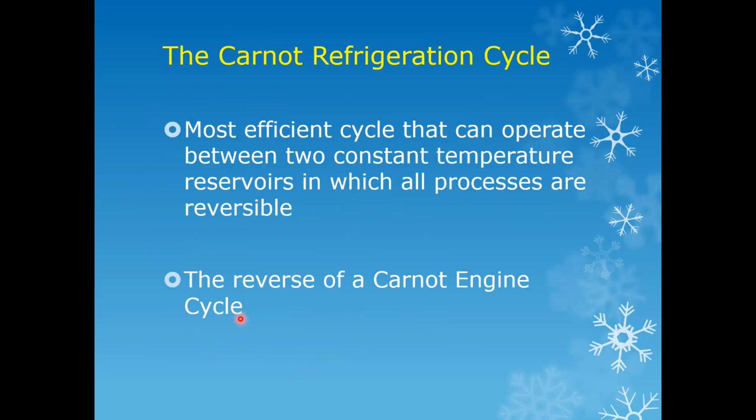Let's begin with the Carnot refrigeration cycle. Just like in our production of heat topic, the Carnot cycle is the most efficient cycle. The counterpart in the current topic is the Carnot refrigeration cycle, and it operates in between two constant temperature, the high and low temperature reservoirs, and just like previously, all the processes are reversible. It's actually the reverse of a Carnot engine cycle.